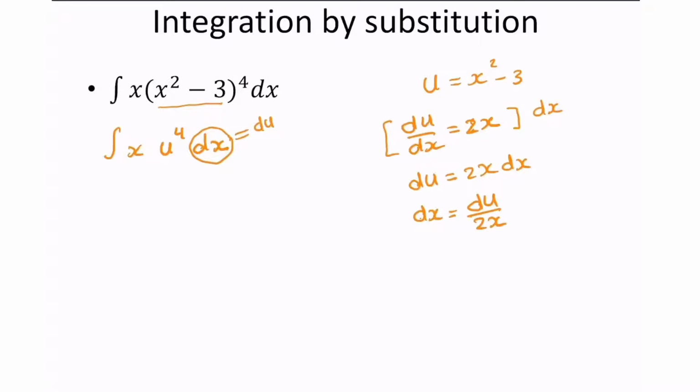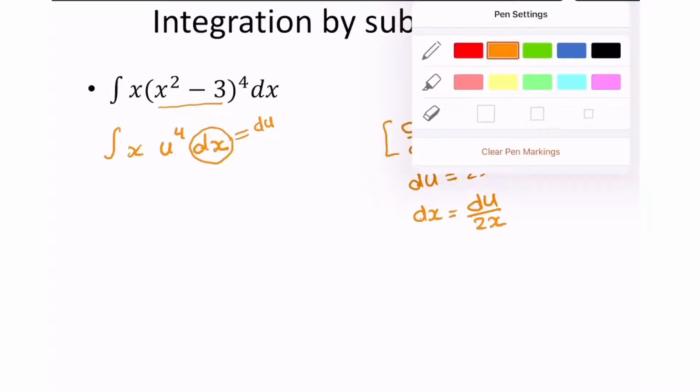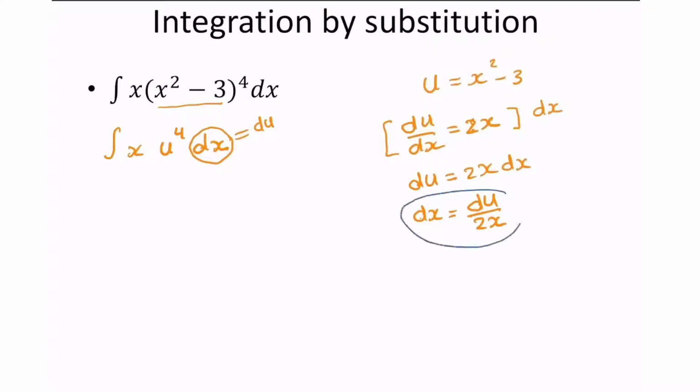So now what I will do is use this and replace it here. I will have x times u to the power 4, and instead of this dx, I will put du over 2x. Now I can cancel the x's together. This x can be cancelled with this x because it's multiplication.